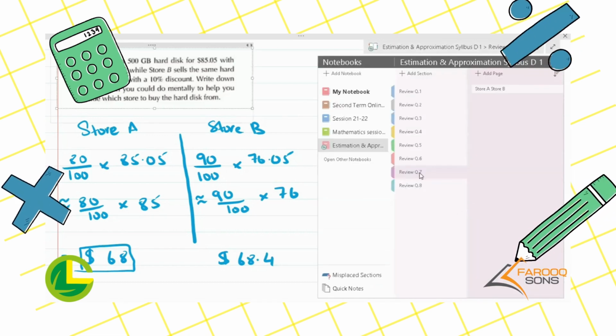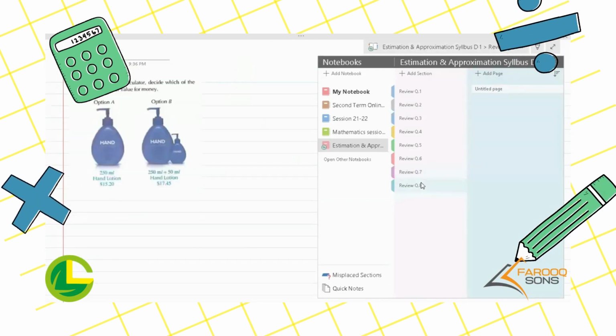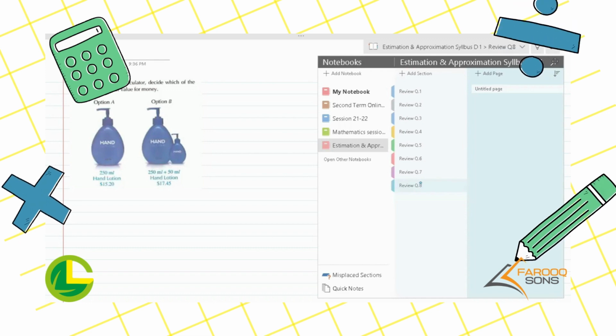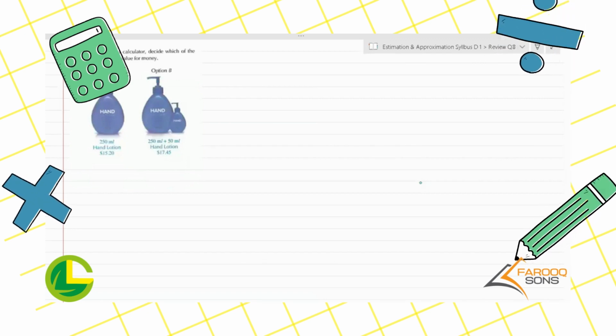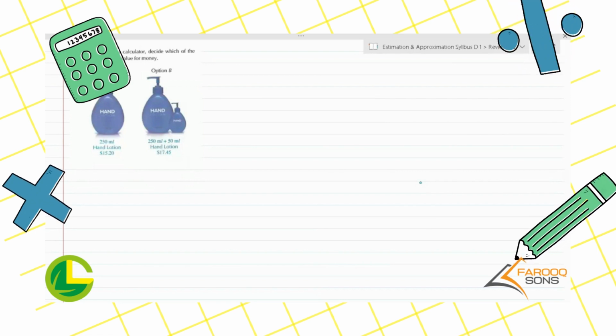The last question of this exercise is question number 8. Without using a calculator, decide which one of the options is better value for money. Option A is giving you 250 ml of hand lotion for $15.20. Okay, and the other one is option B, which is giving you 250 ml plus the 50 ml for $17.45. Okay, so for the first one, again, I'll make a line in the middle.